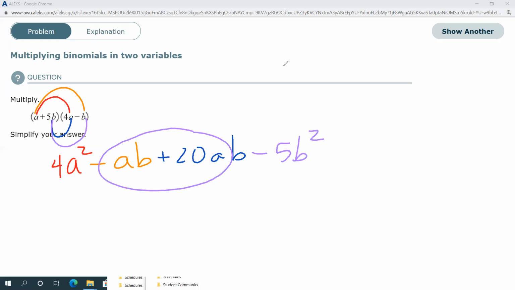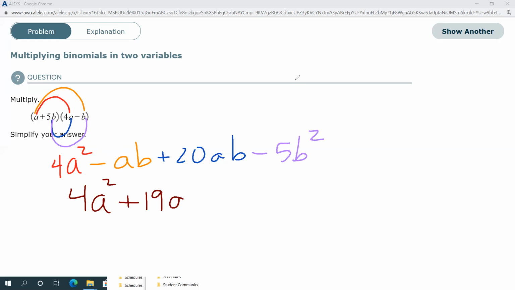Once again, we've got some like terms here, so we'll put them together. So we've got minus 1ab plus 20 more ab's, like negative 1 apple banana plus 20 apple bananas, which makes perfect sense. That's 19 apple bananas, or ab's. And then the minus 5b squared doesn't change.